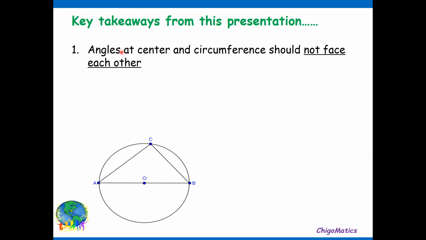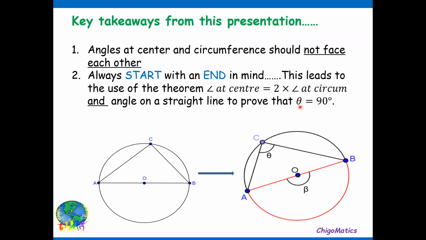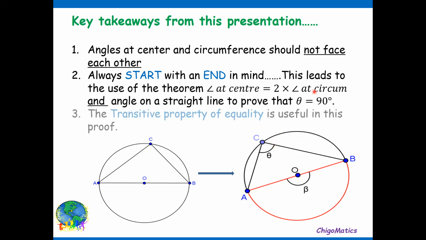So key takeaways from this presentation: angles at center and circumference should not face each other. Always start with an end in mind. This leads to the use of the theorem angle at center is equal to twice angle at circumference and angle on a straight line to prove that theta is equal to 90 degrees. The transitive property of equality is useful in this proof.